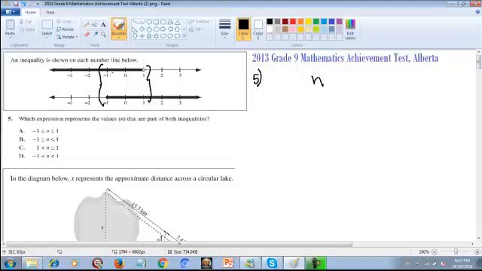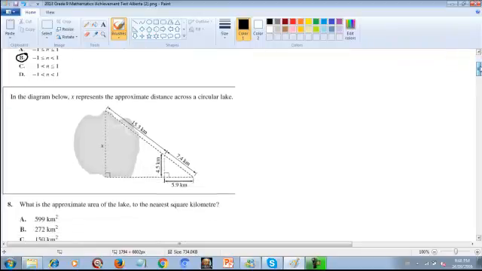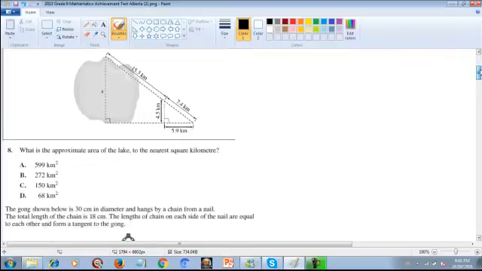So minus 1 will be less than or equal to n, and n will be less than 1, because this is a hollow circle. So the answer will be B. It's pretty simple. Now let's look at number 8.